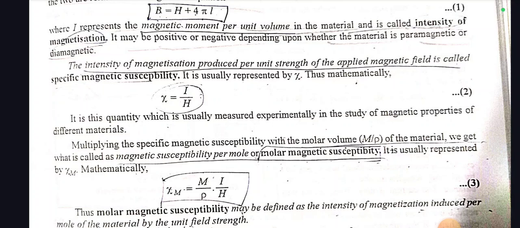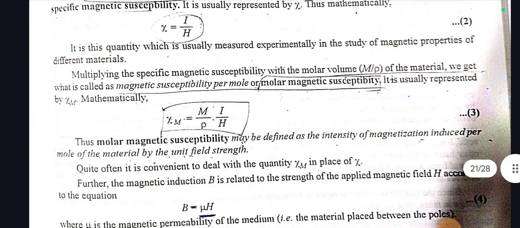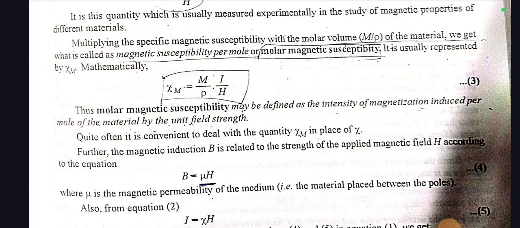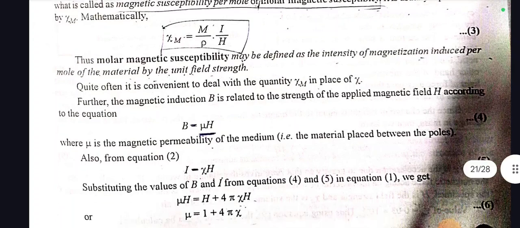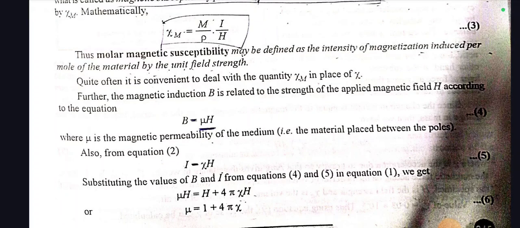It is usually represented by chi M, mathematically M upon rho into I upon H. Thus, molar magnetic susceptibility may be defined as the intensity of magnetization induced per mole of the material by the unit field strength. Quite often, it is a convention to deal with this quantity in place of psi.